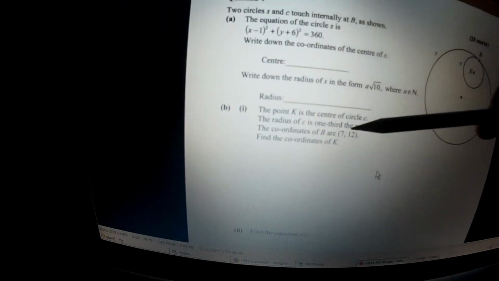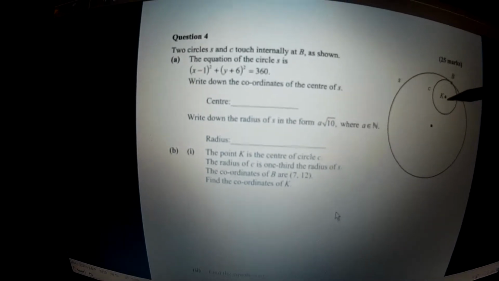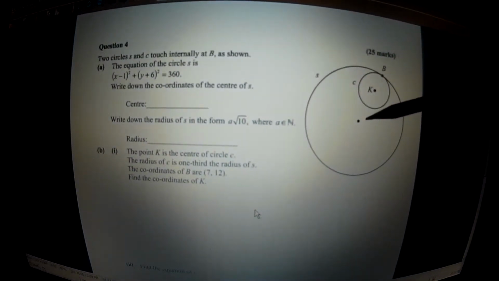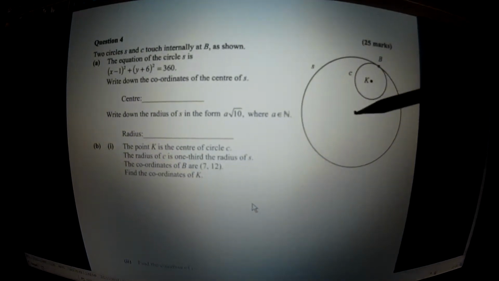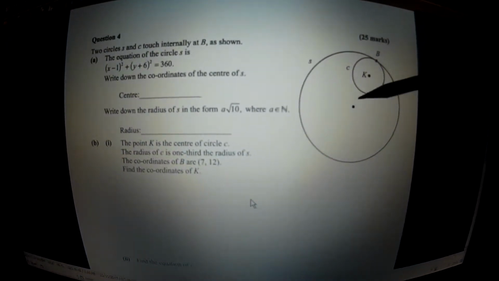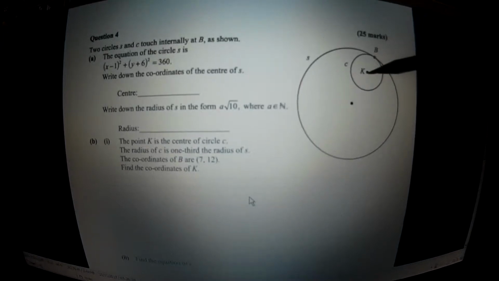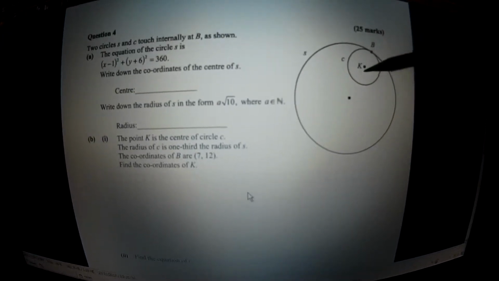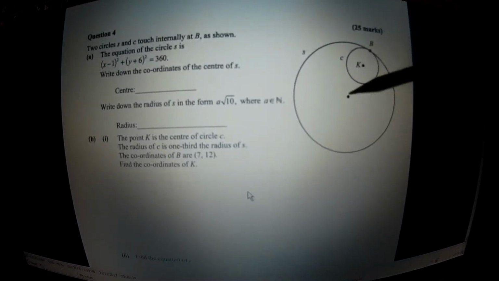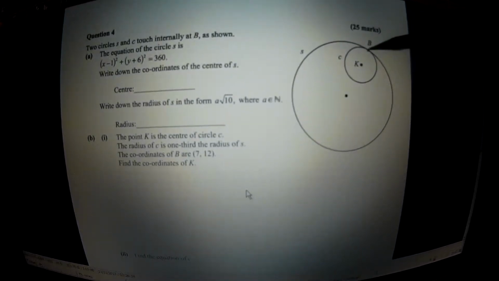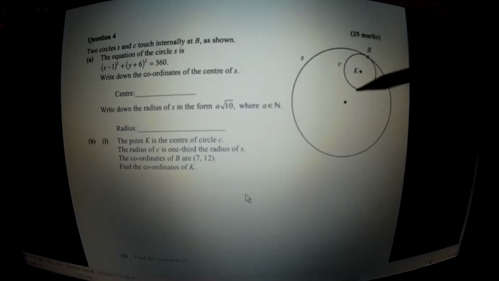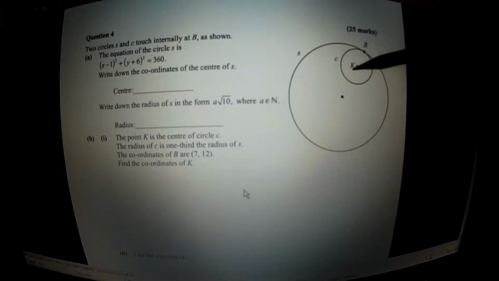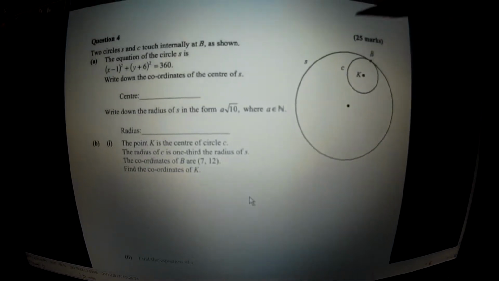The point K is the center of the circle. That's K there. Okay. The radius of C is 1/3 the radius of S. So that whole thing is the radius, and this radius is 1/3 of this whole thing. So if the whole thing is 1, that's 1/3, and therefore that's 2/3, because 2/3 and 1/3 is 3 out of 3, which is 1. So that's 1 out of 3, and that's 2 out of 3. So it's splitting it into a ratio, which I'll come to in a second.